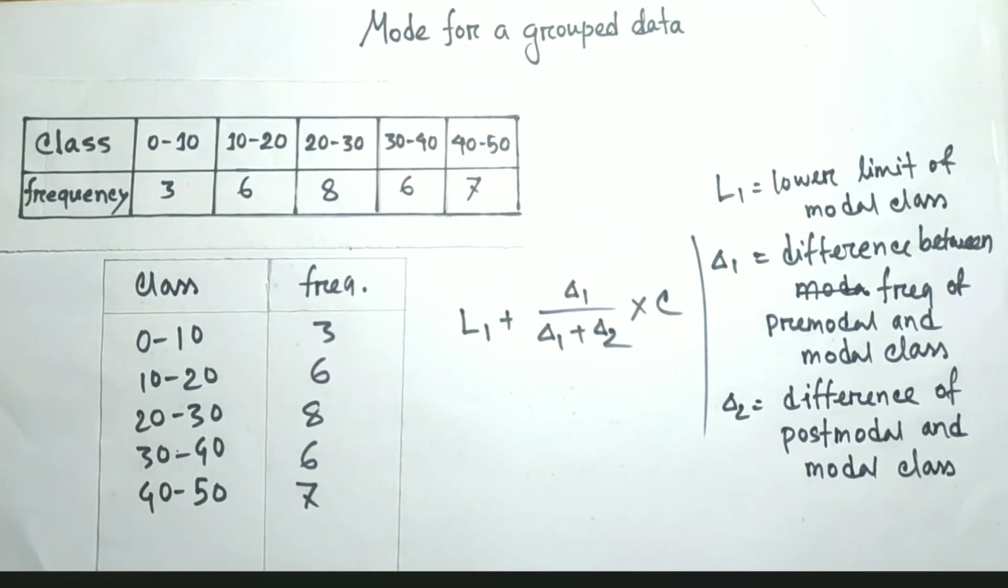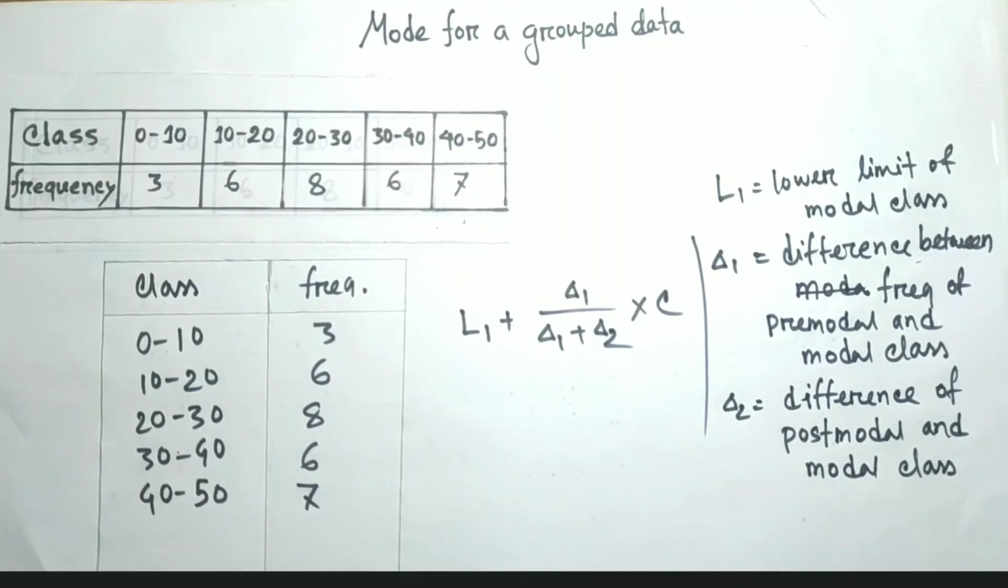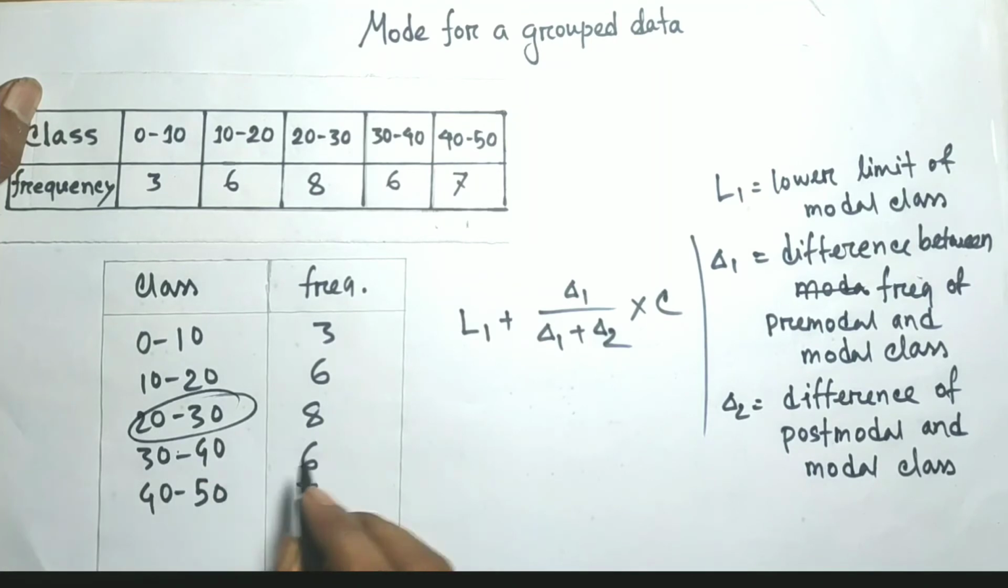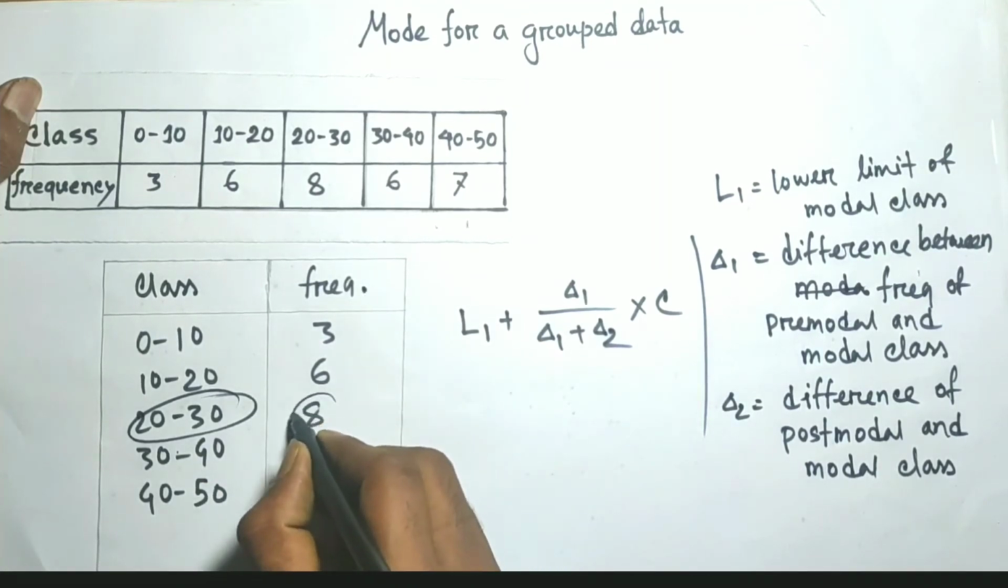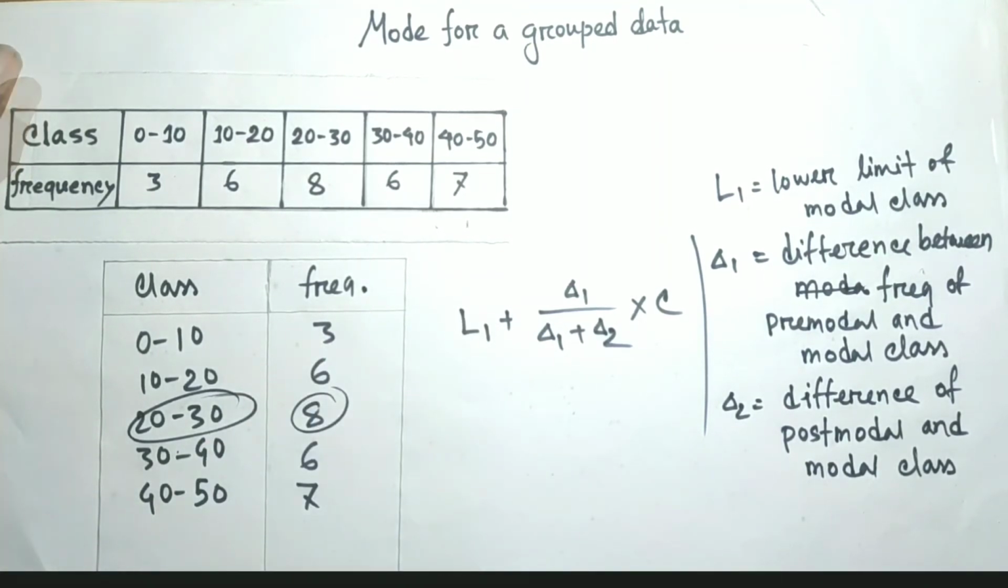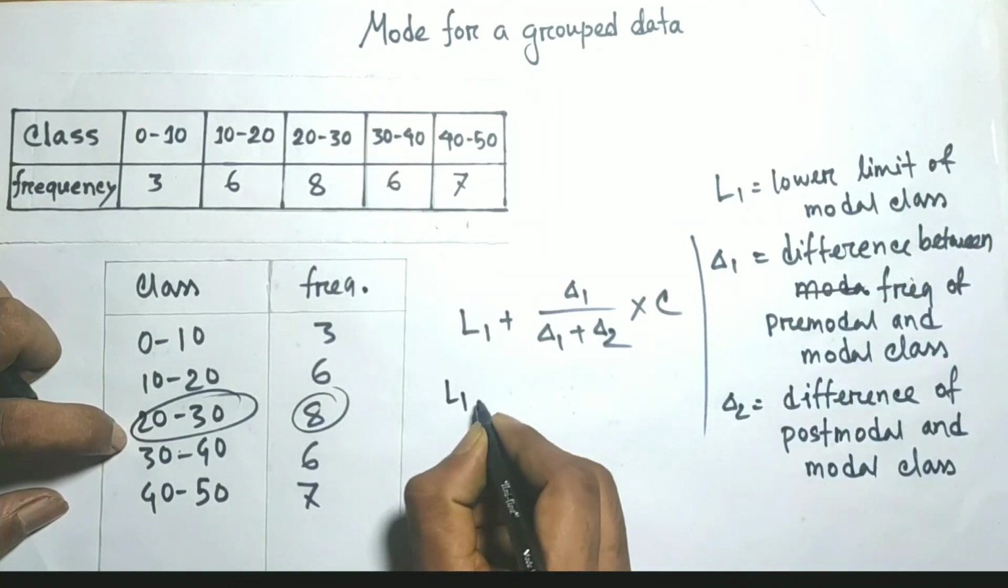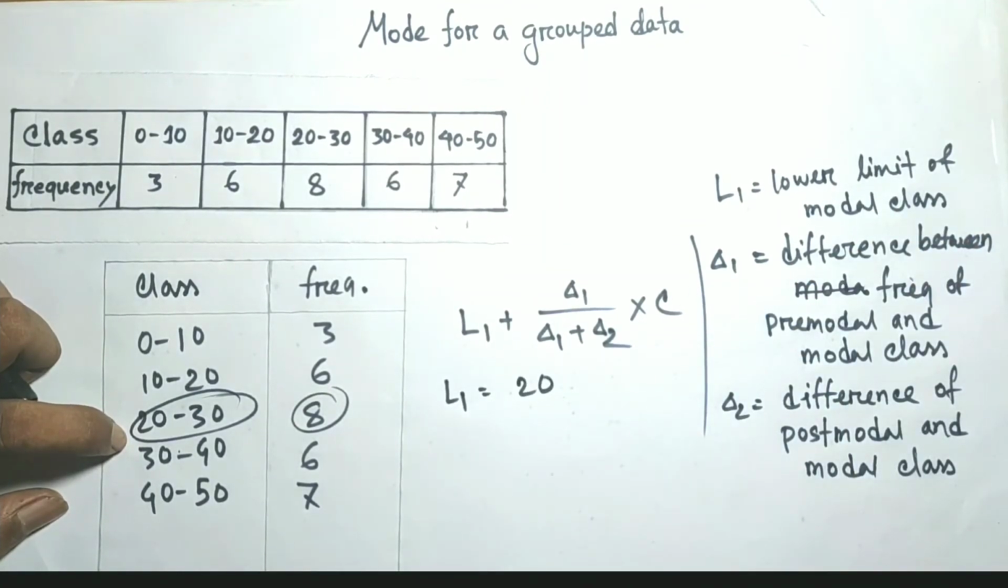So for using this formula, first we have to find out the modal class. According to the definition of mode, the modal class will appear most frequently in a dataset. That means in this frequency distribution, the modal class will be 20 to 30 because it has the highest frequency, which is 8 for this distribution. By observing this data, you have to find out the modal class, and if the modal class is 20 to 30, then the lower limit of the modal class, that means L1, should be 20.